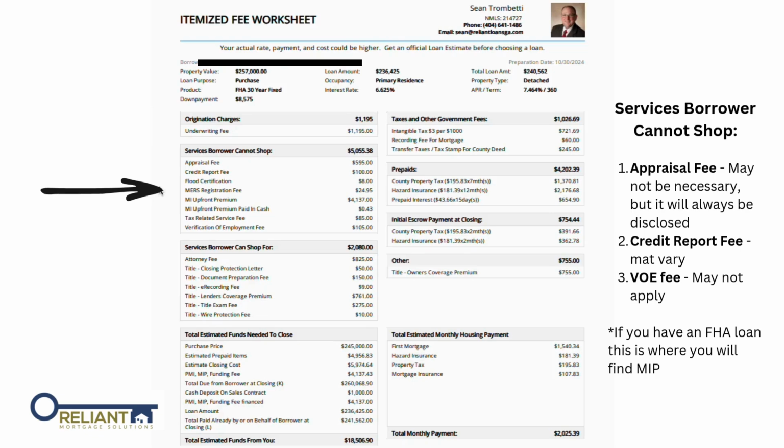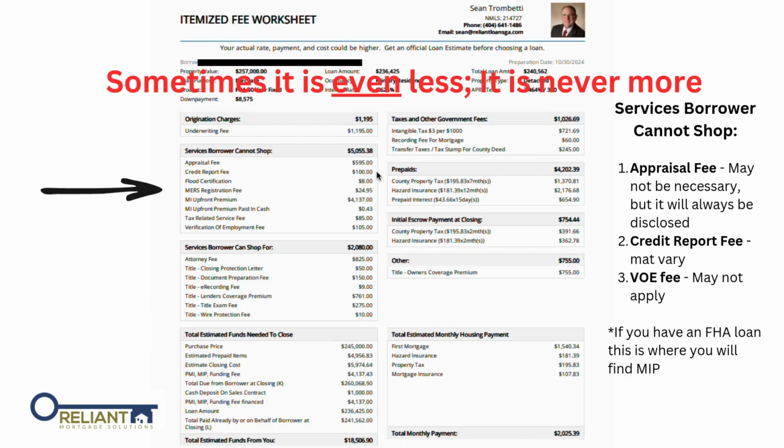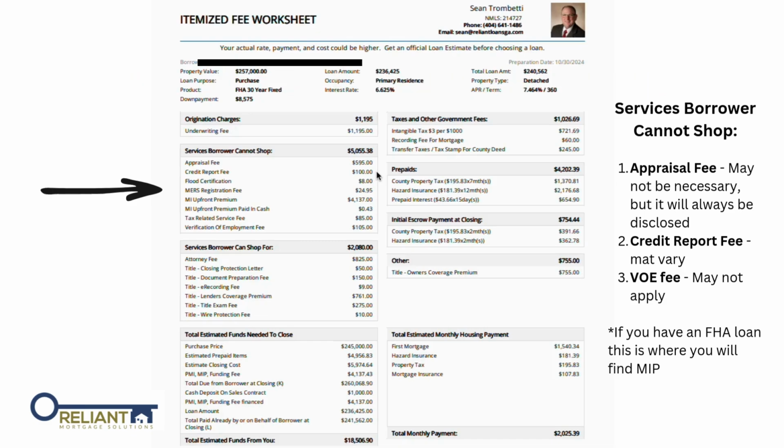Specifically, some of the things that may change start with the appraisal fee. This $595 is a generic price for an appraisal fee, but in many cases, you may get something known as an appraisal waiver that'll reduce this $595 all the way down to 0 because you won't actually be required to get an appraisal for your mortgage transaction. The next fee that may reduce in price is the credit report fee. You can see it's listed as $100 here, but it's not always $100. Sometimes it's a little bit less, sometimes a little bit more. Depending on your loan scenario, this may actually be less than $100.